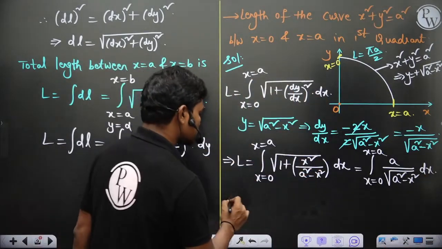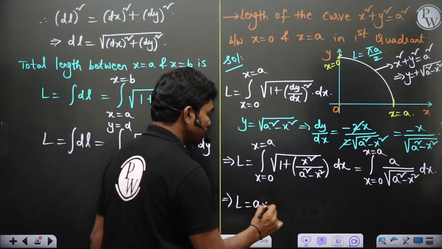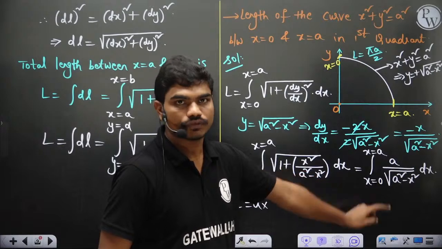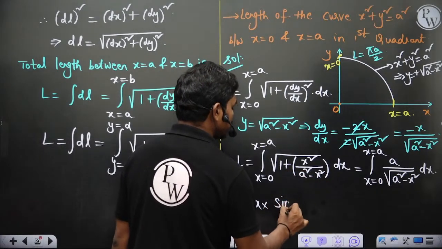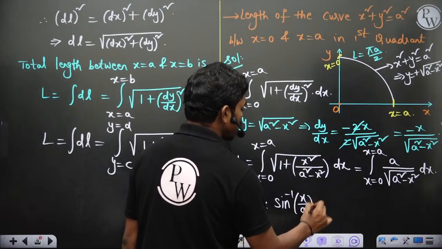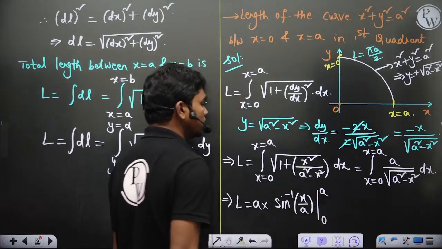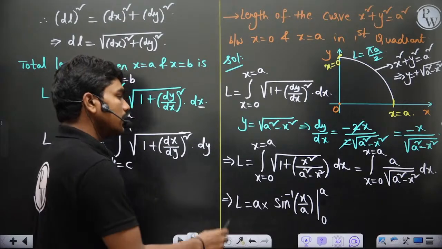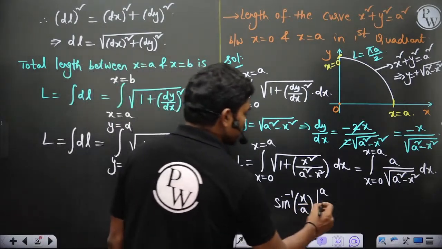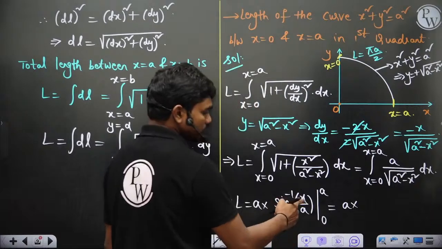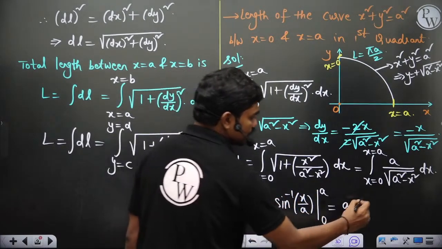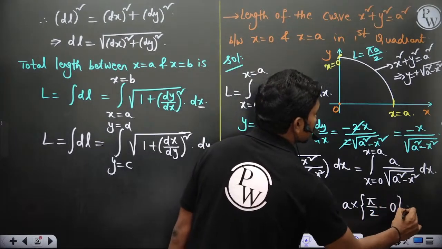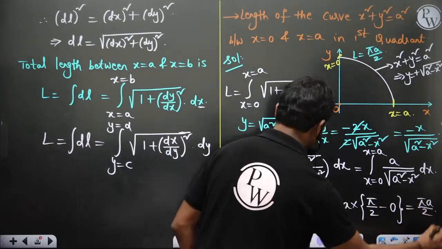So if you take a out as a constant, a into integration of 1 by root of a square minus x square. I have already taught you this. This gives you sine inverse of x by a, correct? So sine inverse of x by a within the limits x equal to 0 to x equal to a, of course. Everything is going fine. So if you put x equal to a, sine inverse of 1 is pi by 2, minus sine inverse of 0 is 0. So the answer is pi a by 2.